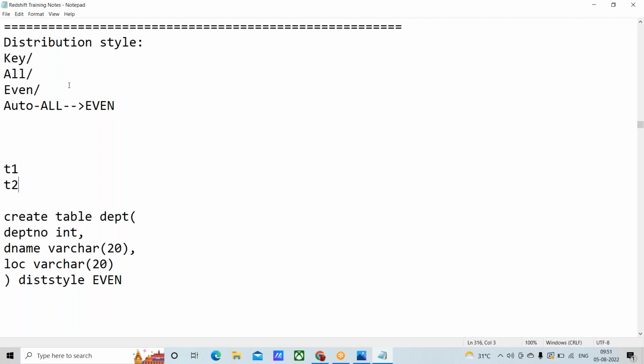For example, two tables have the ALL distribution style. That means both the tables' data is available in the first slice of each node, right? Even if there are 10 nodes, in all the 10 nodes the first slice has a copy of these two tables. Yes or no? Yes, sir.